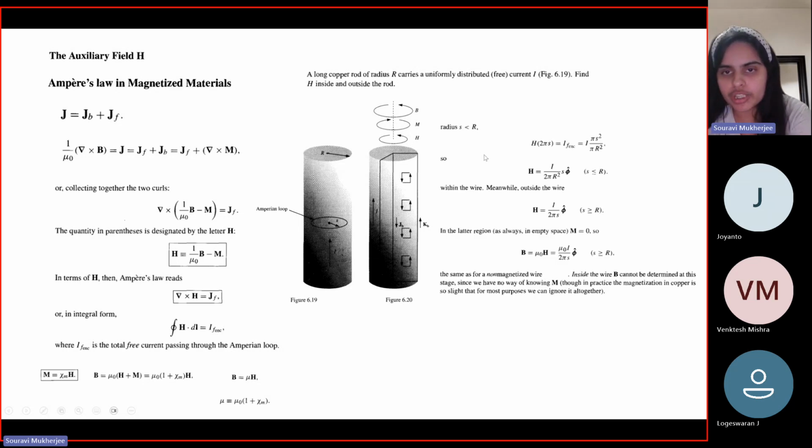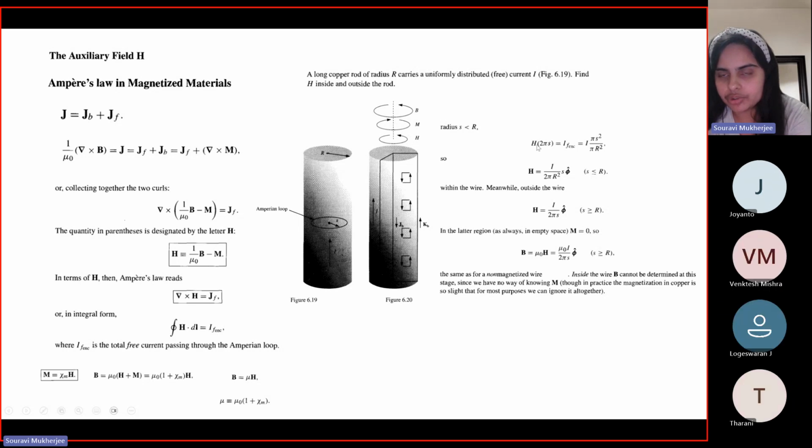Okay. So for S smaller than R, you have H into 2 pi S. Basically, you are doing this integral. So H into 2 pi S is equal to I enclosed. And because it's uniformly distributed, that means the current per unit area will be given as I by pi capital R square. And then the current enclosed will be that term into pi S square. Okay. And this gives you the expression of your H or the auxiliary field inside. And you can see it's directed along phi cap.